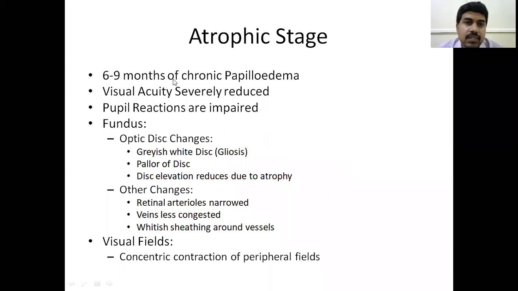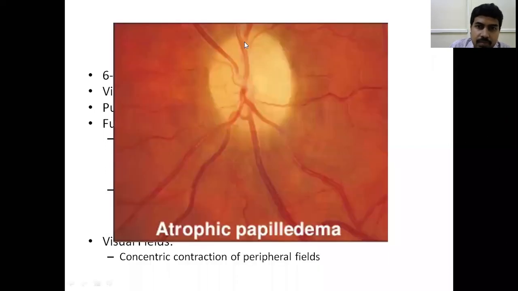And then the atrophic stage, it takes nearly 6 to 9 months of chronic papilledema. Here visual acuity is reduced and pupil reactions are also gone. So remember that only in the atrophic stage do pupil reactions go, and in the rest of the stages pupil reactions are normal. Visual acuity is also reduced only in the atrophic stage. In other stages visual acuity is almost normal. Here, because of gliosis, there is a grayish white disc and pallor of the disc. Retinal arteries are narrowed. So here you see the disc becomes very pale and grayish white in color, and it is an atrophy. This optic atrophy we will deal with in the next class.